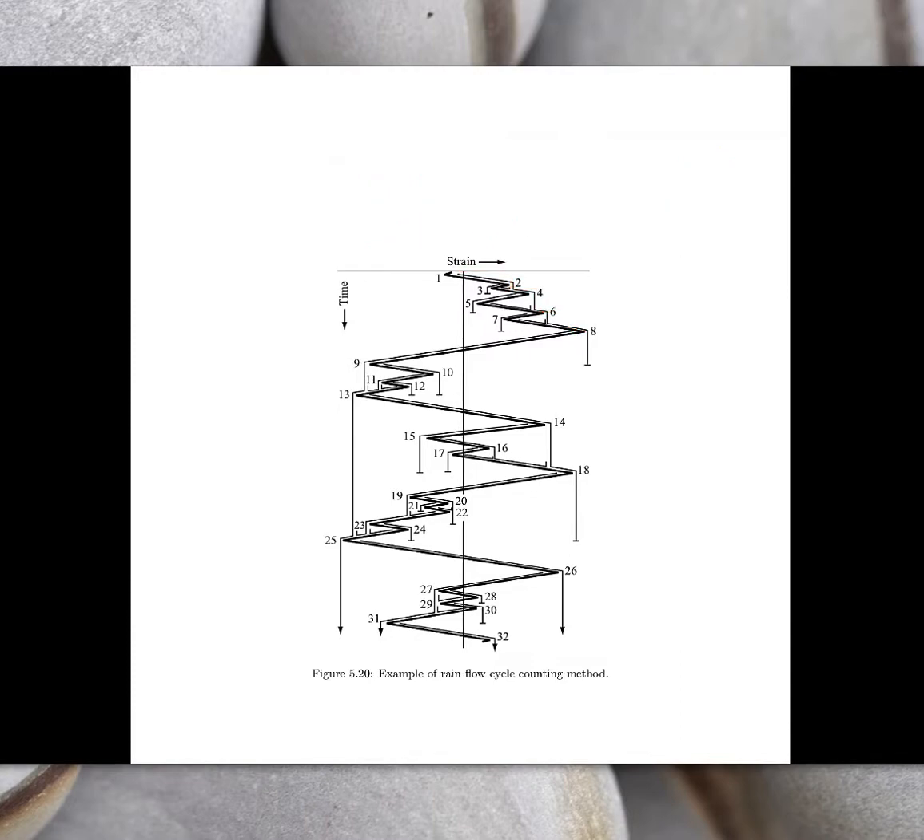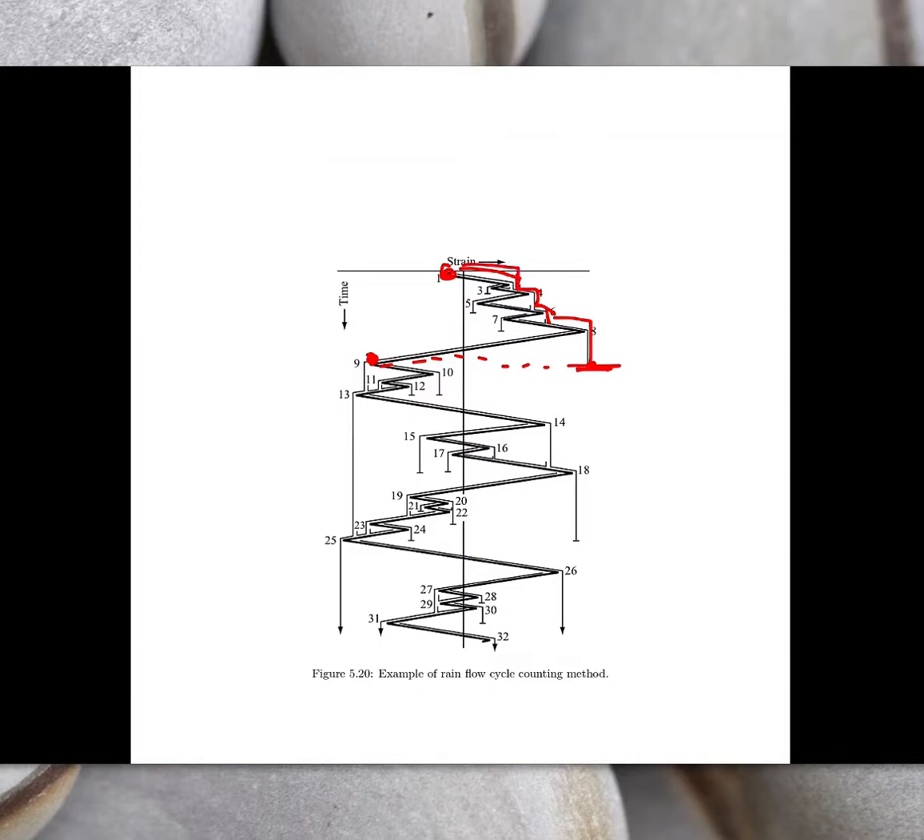Now the rules are the following. We start from one valley, and then we run the rain until we get to another valley that is deeper than the first one. So started from 1, and then opposite to the valley, which is 9. So 9 is deeper than 1. Therefore, we stop. And in this case, I have now half a cycle.